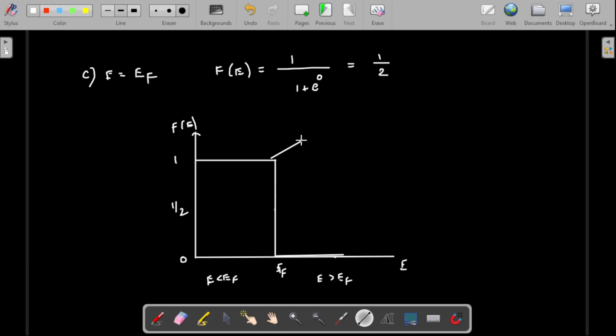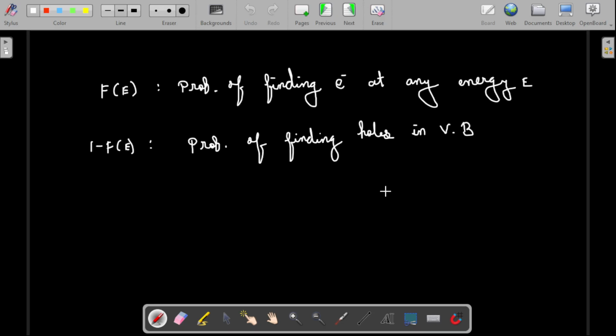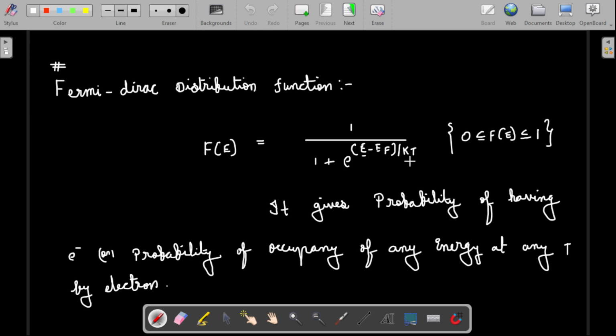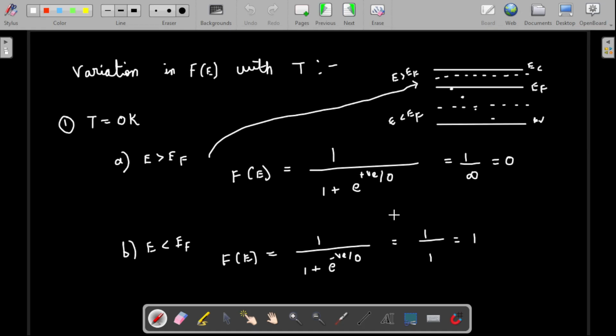So this is for the ideal case, that is, temperature T equal to 0 Kelvin. But everything in this world cannot be ideal, right? If the temperature increases or decreases, the graph will shift. In the formula, if you see, it is divided by temperature, so kT. So if the temperature increases, then the value will decrease.